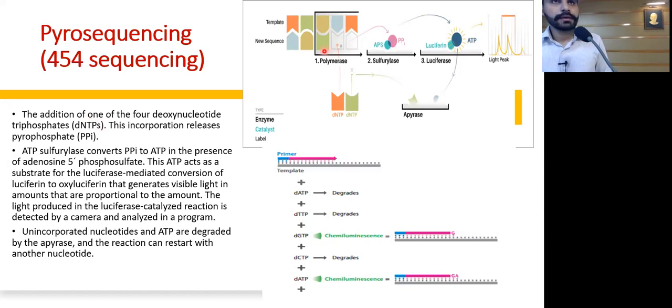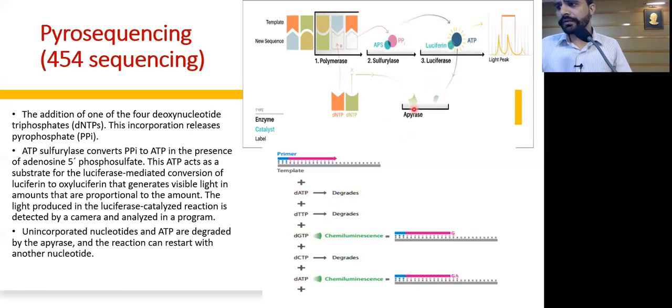You people know, as a nucleotide, a mononucleotide, is incorporated, pyrophosphate is released. That pyrophosphate is converted into ATP by sulfurylase, and that ATP gives rise to light from luciferin with the help of the luciferase enzyme. That light is emitted. If we add ATP and no light is emitted, it means there is no T on the template strand.